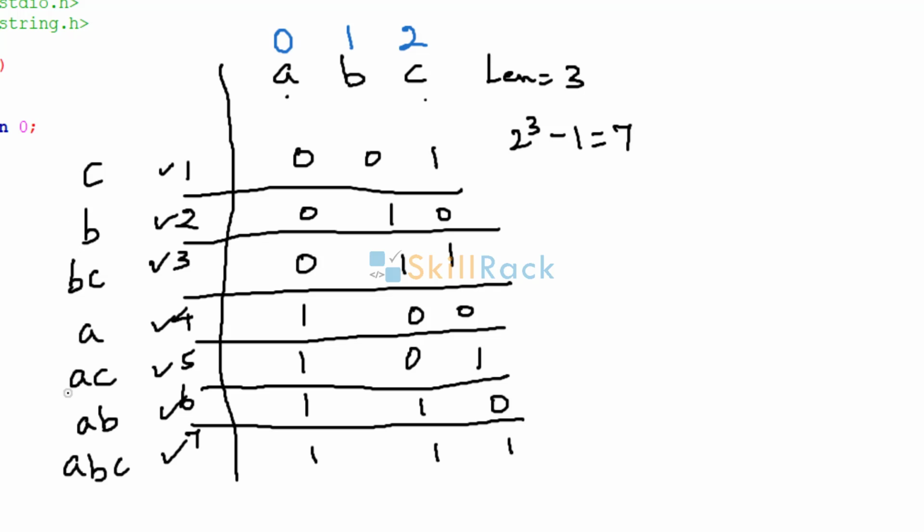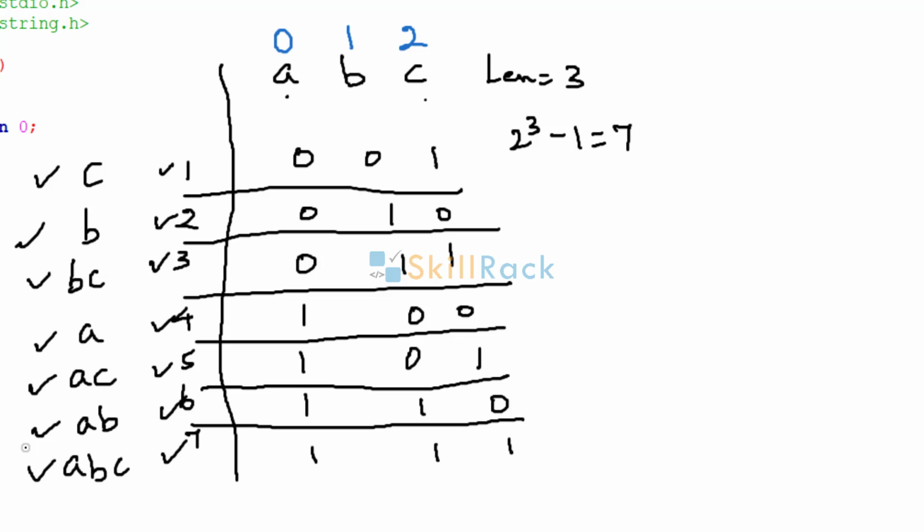Now if we observe the characters, we have got all the possible combinations. Single character combinations, we have got A, B, C. Then two characters combinations, we have got AB, AC is there, BC is there. And three characters combination, we have got ABC. So this is how we are going to generate.